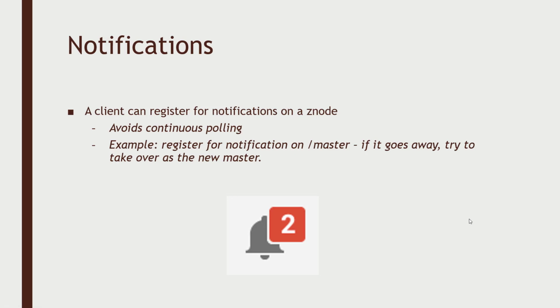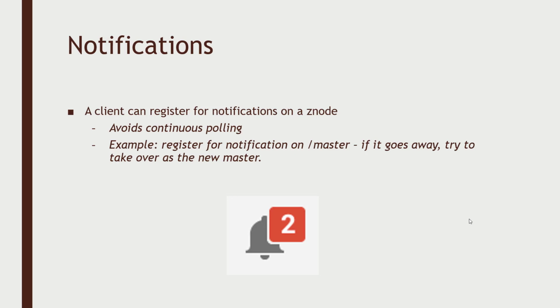Speaking of notifications, that is an important feature. Clients can subscribe to notifications on a Z node, so if it goes away or if it changes, the client can automatically be notified of that by ZooKeeper. That avoids the need for continuously polling this data from every client, which would obviously be very intense on the network, as opposed to this other model of notifications.